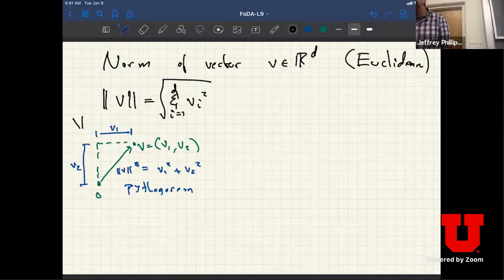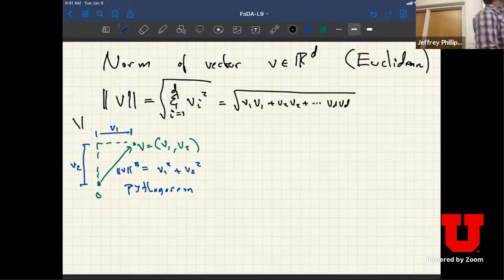Okay, so you can also think of this as v1 times v1 plus v2 times v2 plus vd times vd, right? And we take the square root of these things, right? The first two is just what I've shown here, the v1 and v2, but then you can keep adding more and more of these terms on if you're in higher dimensions, and this still gives you the distance.